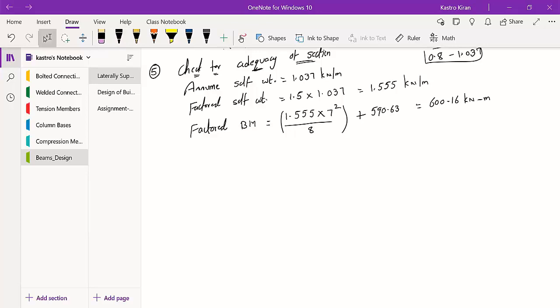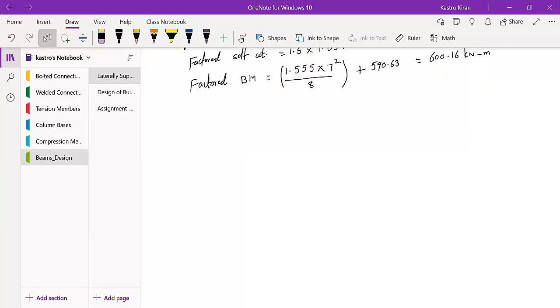Okay, this is the amount of bending moment experienced by the total span of the beam. So it's a combination of dead load, live load, and also the self-weight of the member. Now you have to solve for Zpz required. This is the condition which you have to check.